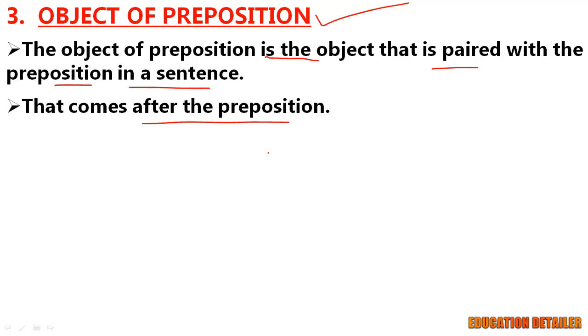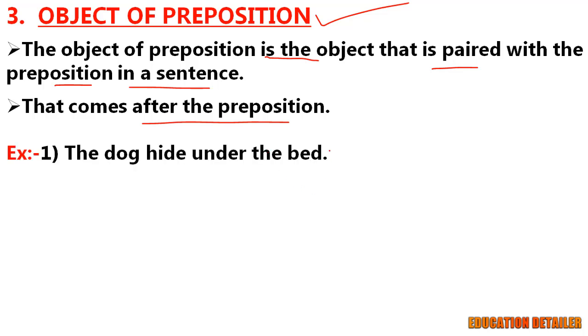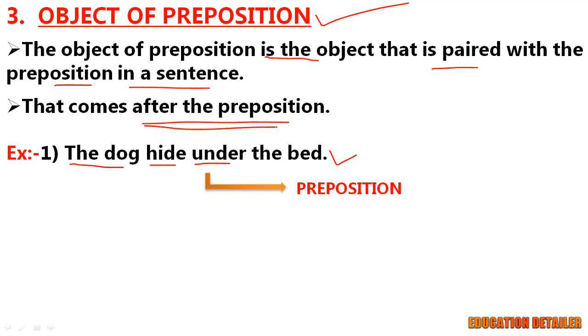Remember that. Example, the dog hid under the bed. Here we know that the dog is a subject, hide is a verb, under is a preposition, and as we read earlier that the object comes after the preposition. So the bed is the object of preposition.